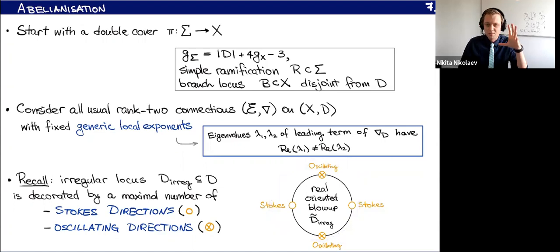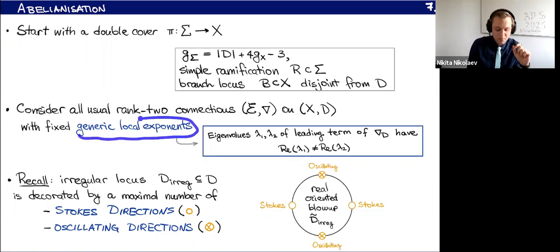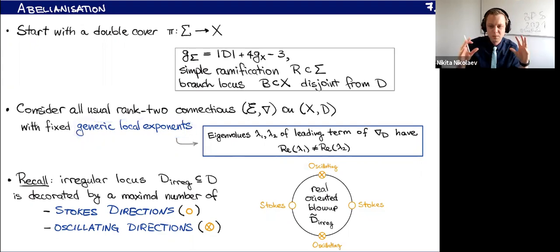I do the real oriented blow up, so I replace the point with a circle, and that circle has some preferred directions. In these directions, they always come in pairs, and because of the genericity assumption that I made on the local exponents, there's a maximal number of them, and they always come in two flavors or two colors.